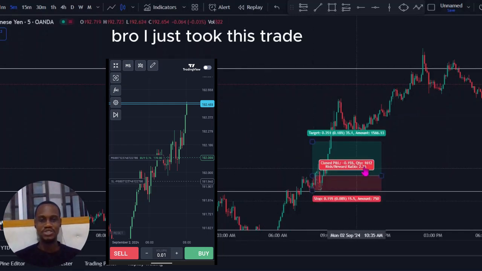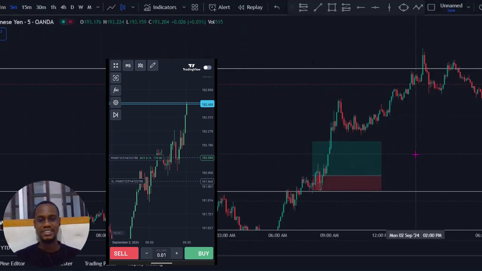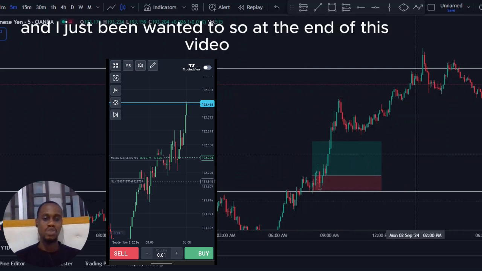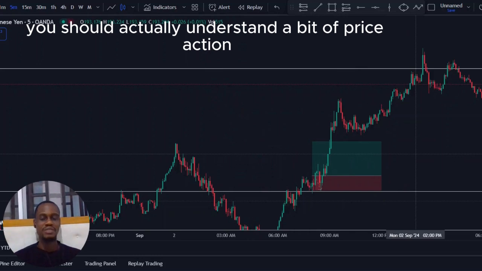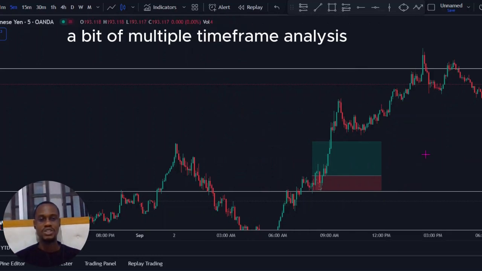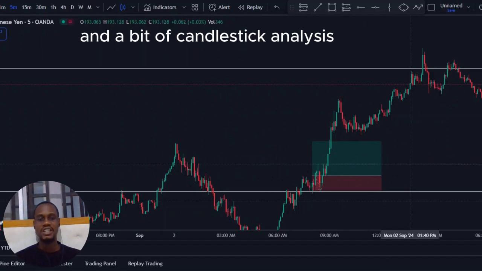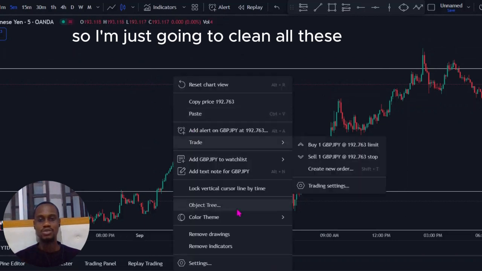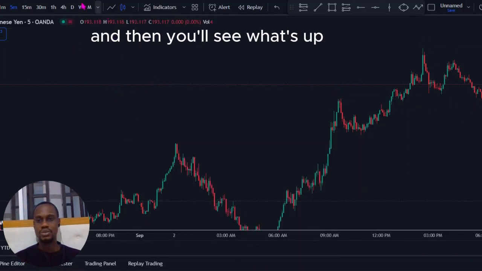Bro, I just took this trade and this is one of the most beautiful trades I've ever taken, and I just made one to two. So at the end of this video, you should understand a bit of price action, a bit of multiple time frame analysis, and a bit of candlestick analysis. So stick around and let us know why I took this trade. I'm just going to clean all these, and you'll see what's up.